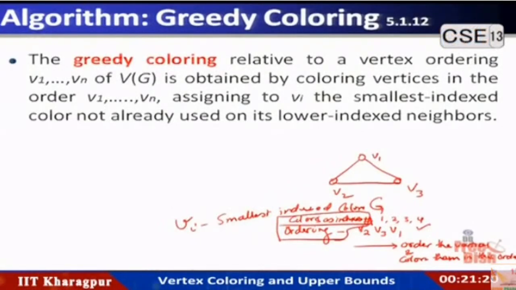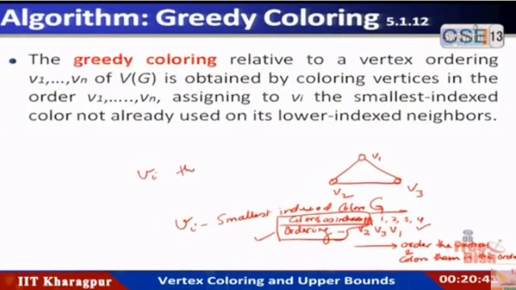Now let us see that the greedy coloring algorithm says that a greedy coloring relative to the vertex ordering is obtained by coloring the vertices in that same order, assigning the vertex Vi the smallest indexed color not already used on its lower indexed neighbors. So smallest index colors means we will pick the colors from a lower index; colors which are not applied earlier to its neighbor will be applied to that particular vertex.